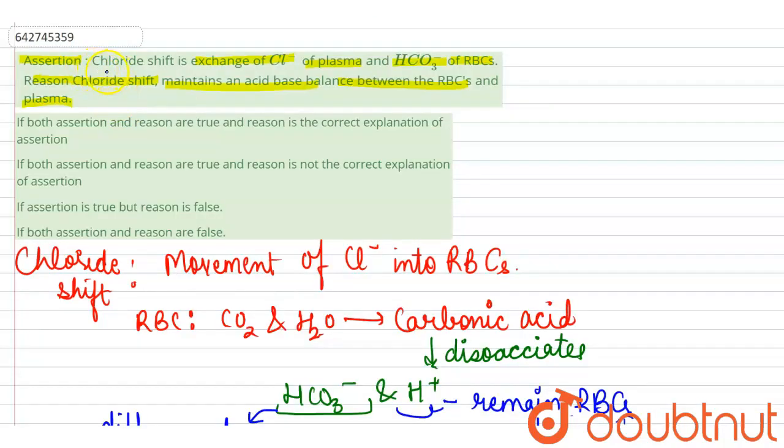Now if we come to the assertion: chloride shift is the exchange of chloride ions of the plasma and HCO3 negative of RBCs. We have discussed that HCO3 negative ions diffuse out of the cell, and chloride ions diffuse inside the RBC. So this is correct. And the reason is that the chloride shift maintains an acid-base balance between RBCs and plasma. We have discussed this also. So both of these are correct. So our correct option is: both assertion and reason are correct, and the reason is the correct explanation of the assertion.